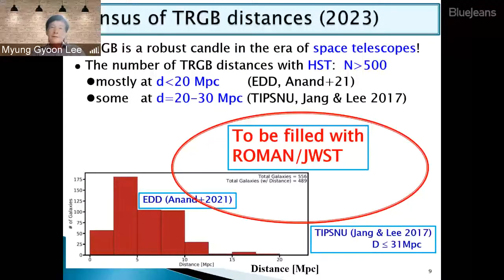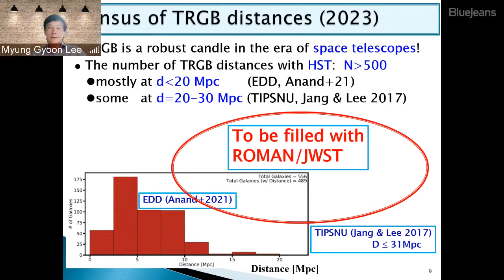Looking at the current census of TRGB distances, TRGB is a robust candle in the era of space telescopes, like the Hubble Space Telescope. So most of the previous distances have been measured with HST. The number of TRGB distances with HST as of today is larger than 500. Most of them are closer than 20 megaparsec, mainly from our Extragalactic Distance Database project, and also a small number of more distant galaxies at distances between 20 and 30 megaparsec, which are coming from TipSNe, our project.